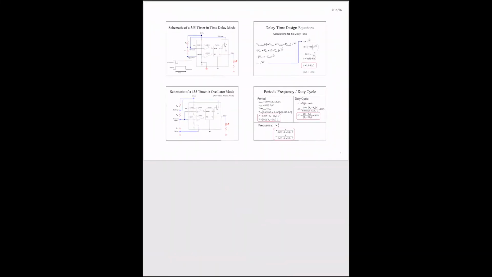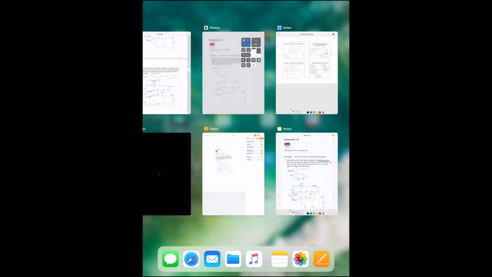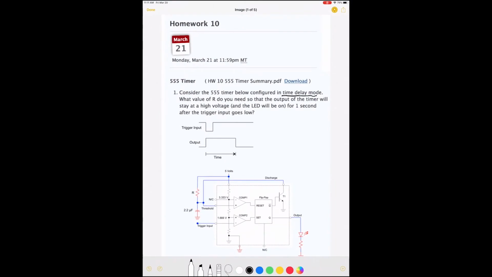So let me pull up the notes, and we can see that in here we have time delay design equations, and we have this boxed equation, and this is the only equation that we need for this problem. So we will take that back over to the homework, and we'll write that down. So we'll say T, it's kind of thick, let me make that a little thinner. There we go. So T is equal to 1.1 times RA times C.